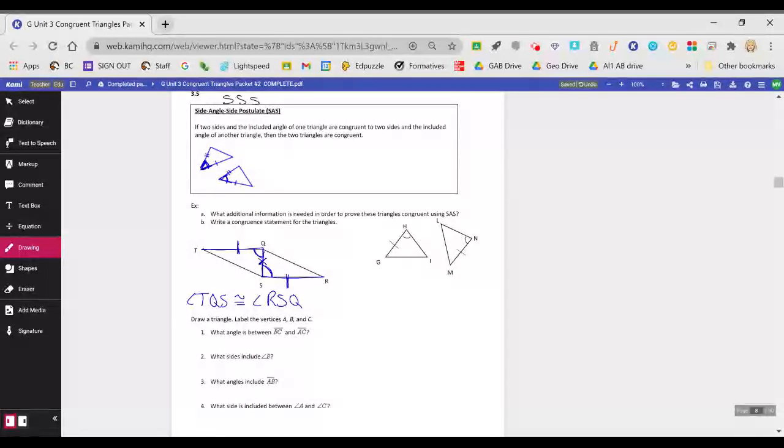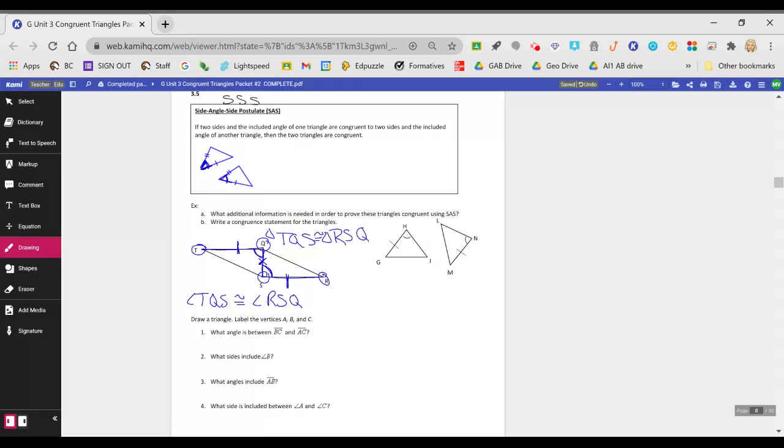Now to write the congruence statement, that's where I have to put my triangles in the same order. So T would match up with R. Q is going to match up with S. And then when I go the other way, S matches up with Q. So it would be triangle TQS is congruent to triangle RSQ.